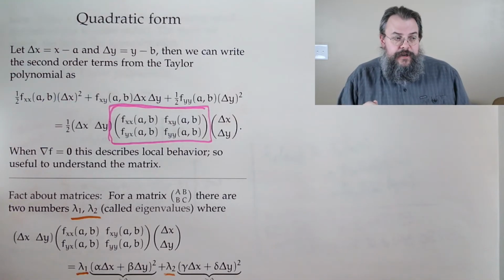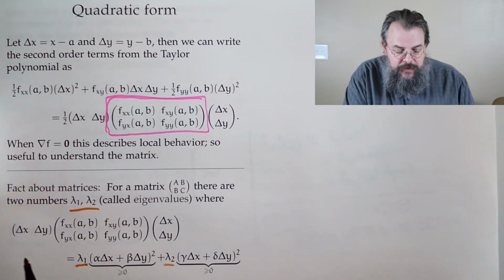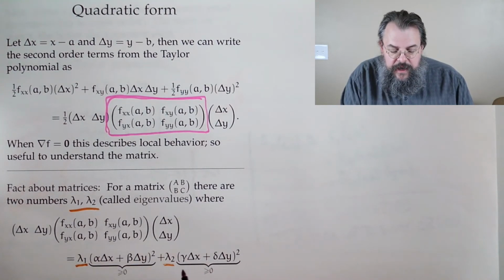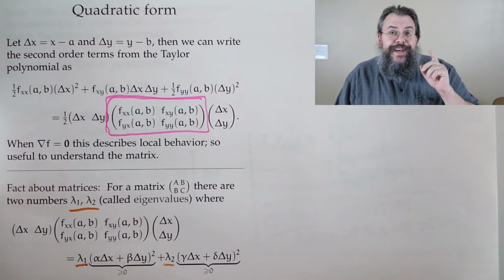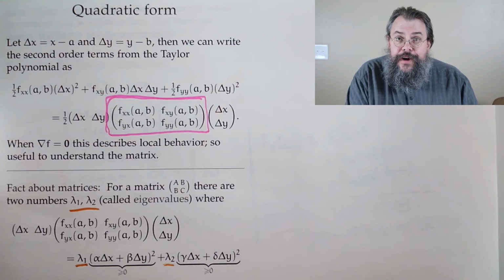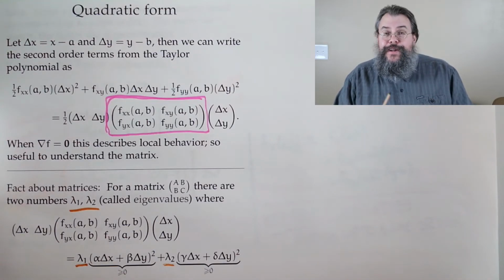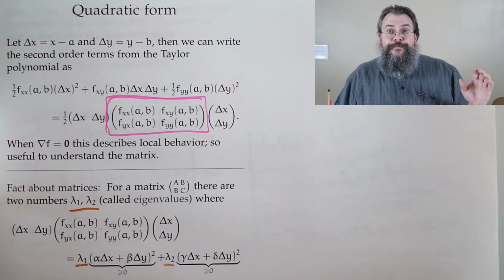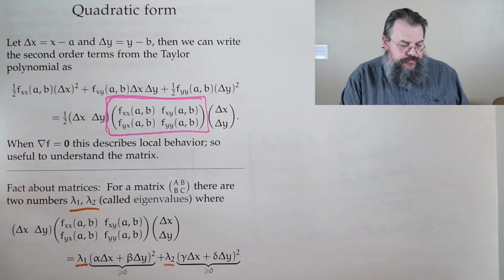But the important thing here is that this quadratic form is some combination of two squares. And the nice thing about squares is that they're always greater than or equal to 0. So lambda 1 and lambda 2 are important. If we know what's happening with lambda 1 and lambda 2, we know the whole game, and we win.